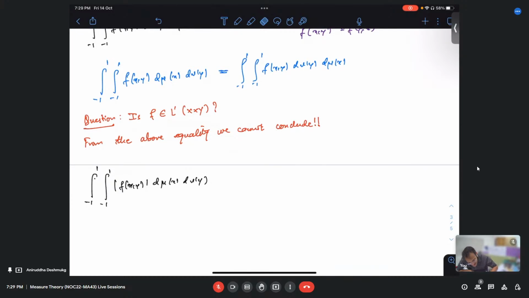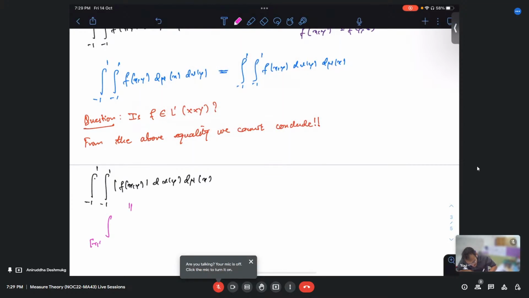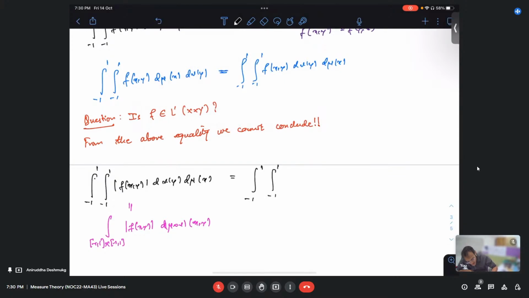Or maybe I want to do the other thing. It doesn't matter because it is symmetric, but still, dμy dμx. So notice that since mod f is non-negative, this is equal to the integral over -1 to 1 cross -1 to 1 of mod f(x,y) d(μ cross μ). This I know is true. So let us evaluate this iterated integral, -1 to 1, -1 to 1, mod x mod y upon mod of (x square plus y square) whole square. But that is just (x square plus y square) whole square, because it is already a non-negative quantity, dμy dμx.